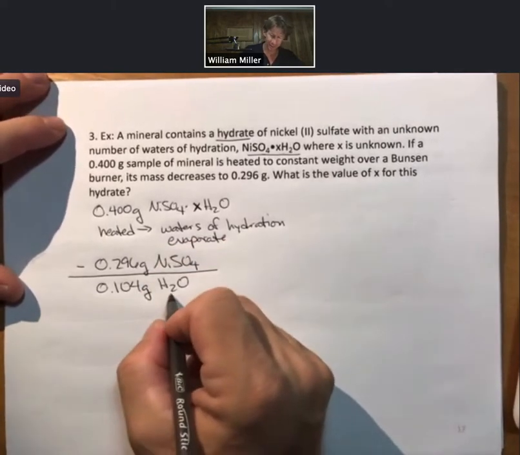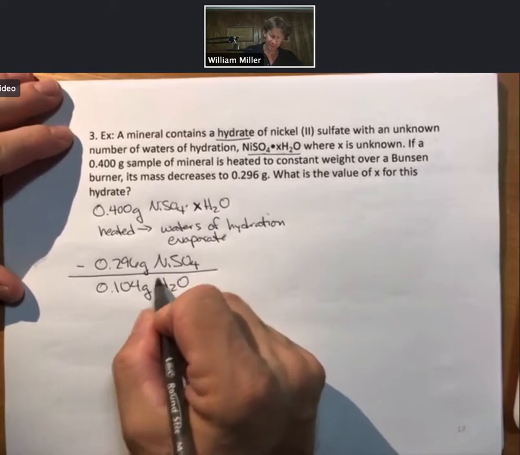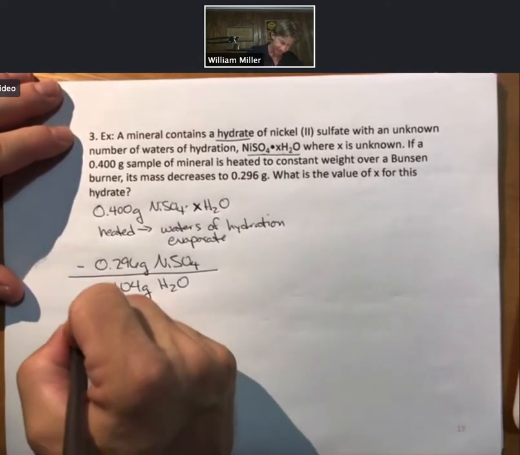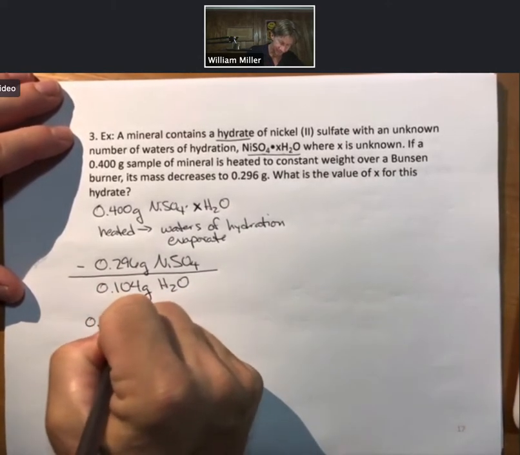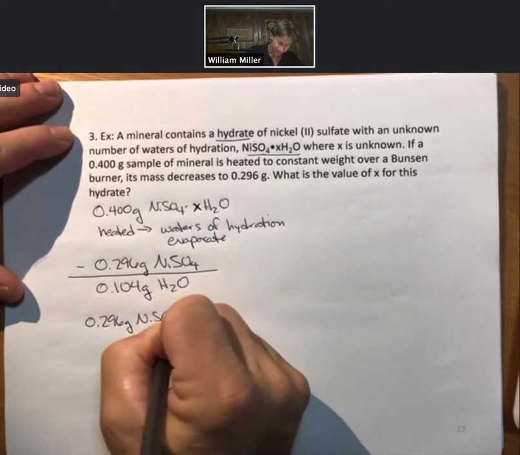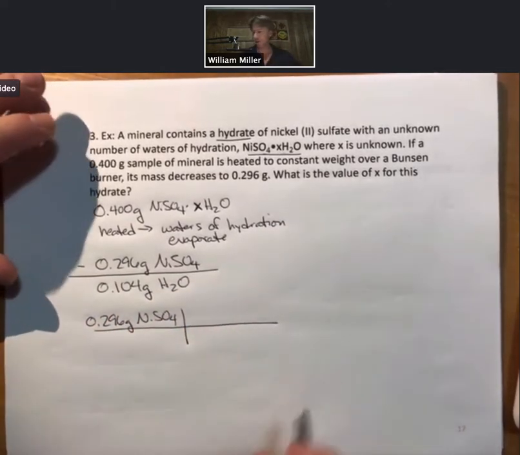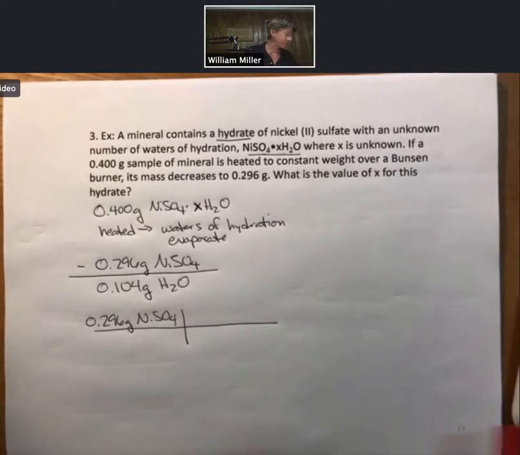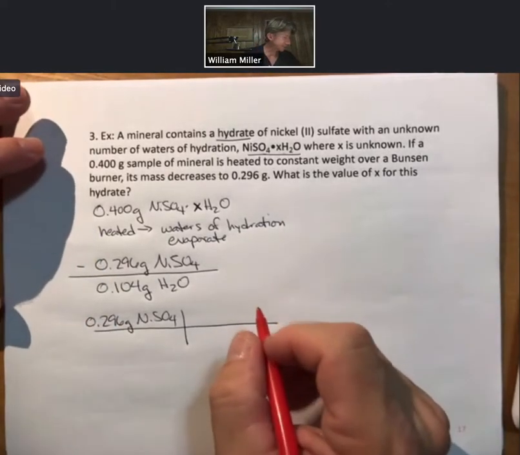And that means that we're going to do a similar process. We're going to take the grams of each, figure out the molar mass, and the molar mass for this one is 154.8.